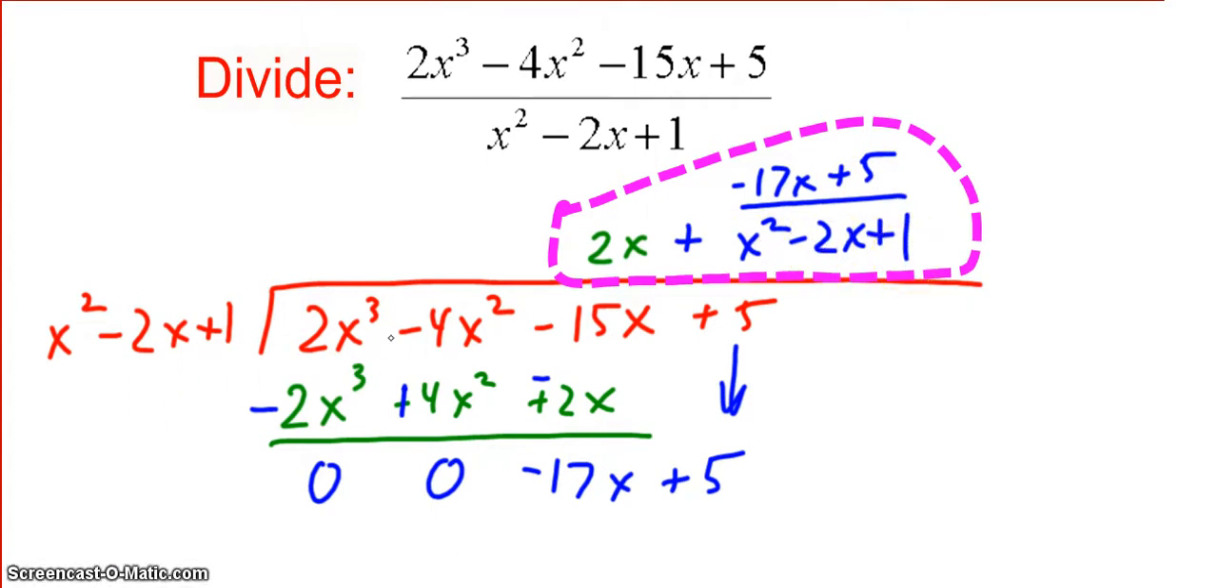Just to go through the work, 2x cubed divided by x squared is 2x. 2x times x squared is 2x cubed. 2x times negative 2x is negative 4x squared. 2x times 1 is 2x. Now I subtract. This becomes 0. This also becomes 0. This becomes negative 17x. And I bring down the 5. Negative 17x does not divide by x squared, so that is my remainder.